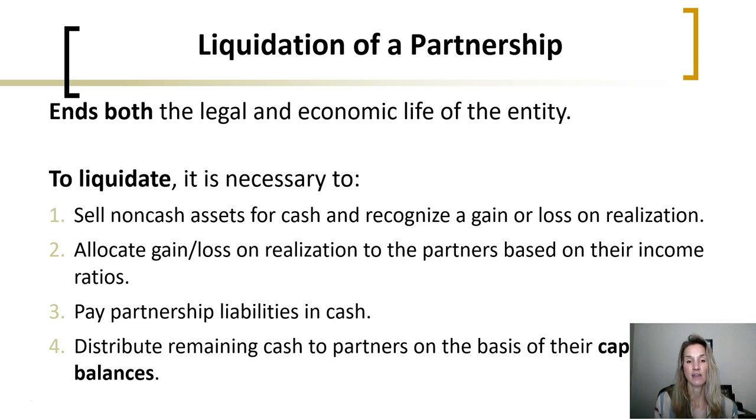Then allocate that gain or loss to each of the partners based on their income allocation ratios. Once all the cash is accumulated, then all liabilities are paid off, and any remaining cash available is distributed to the partners on the basis of their capital balances.